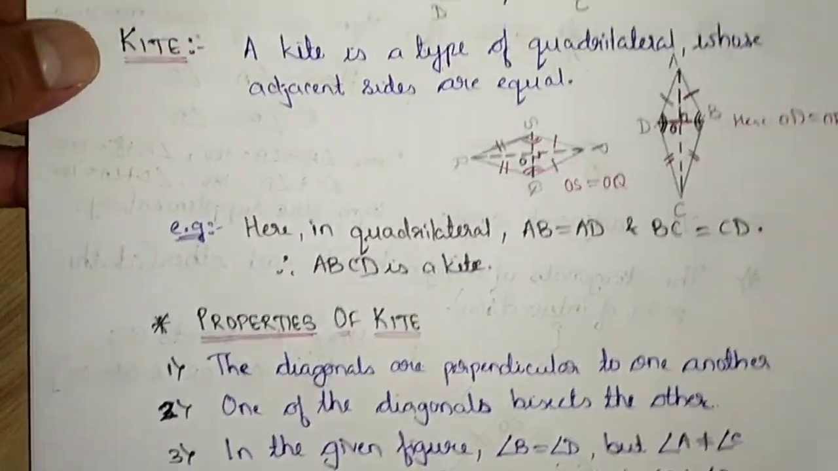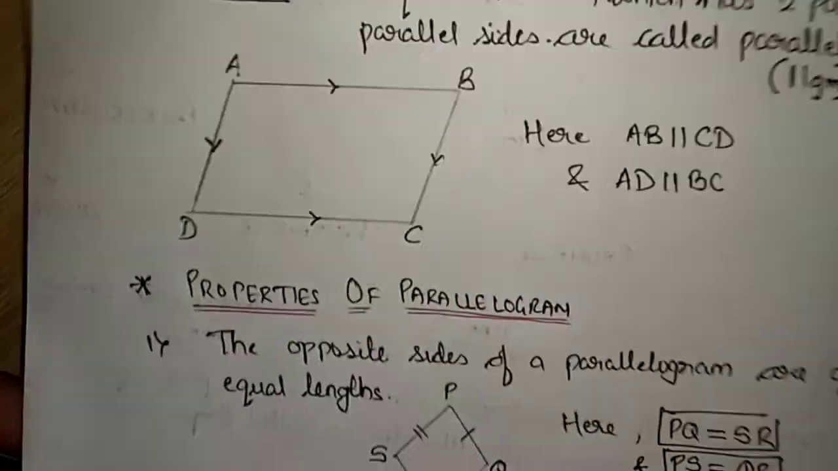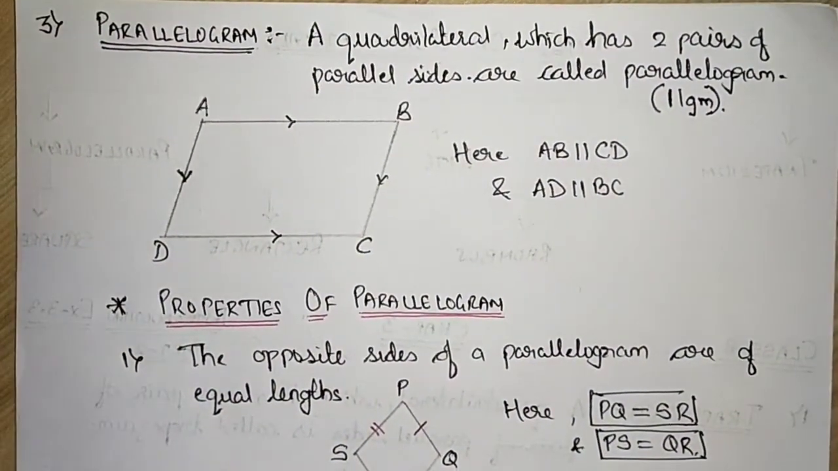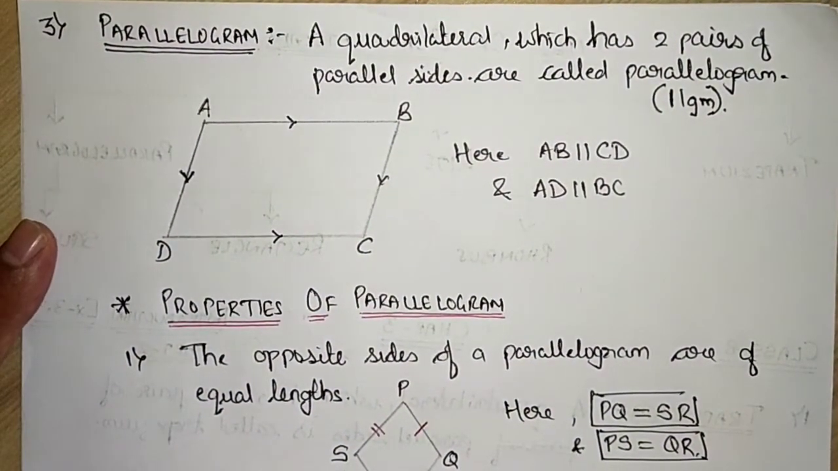These properties you have to go through two or three times so that you can understand them properly, and make a habit of practicing daily. Then only will you understand the exercise. Now let us move to the third quadrilateral, a very important quadrilateral, and the name is parallelogram.